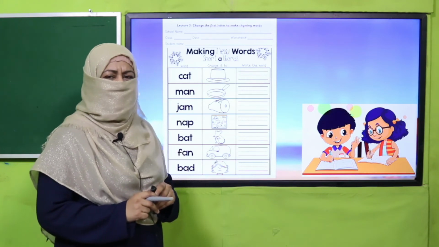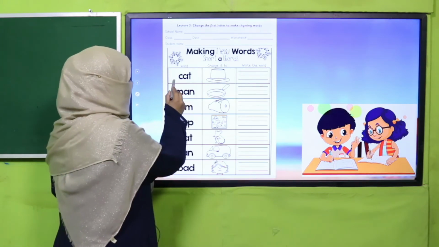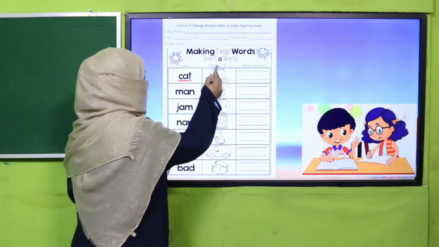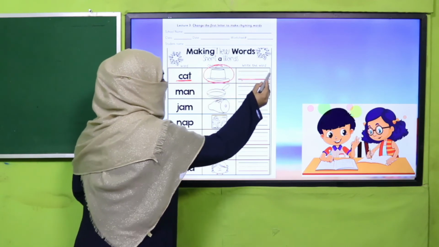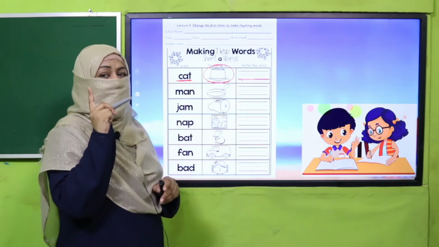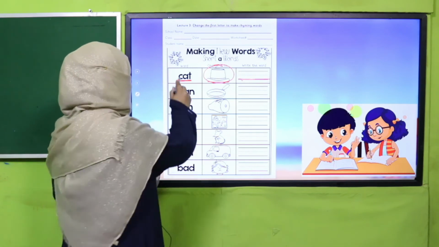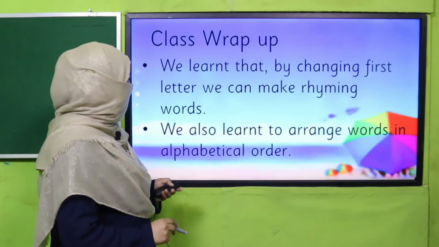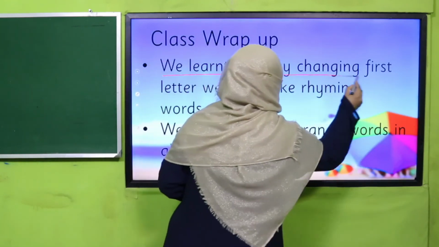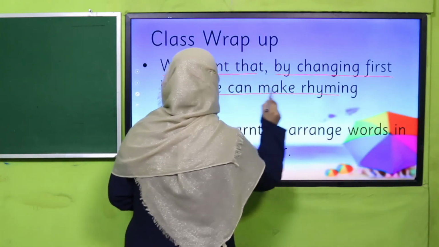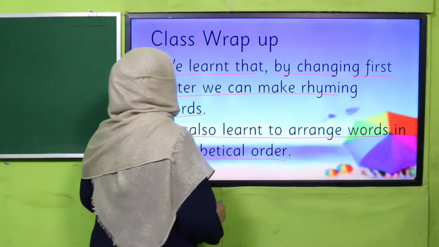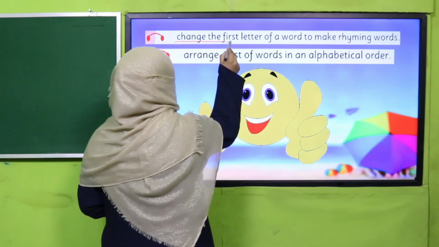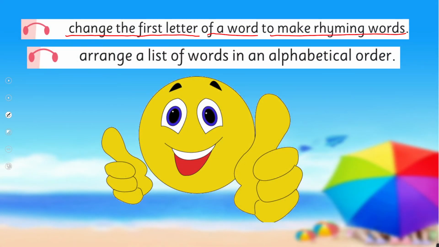And my dear students, what you are supposed to do, once again, a word is given, you have to look at the picture and make a rhyming word. It's cat, so as hat, you will write that rhyming word over here by changing the first letter. Okay, so this is how you will complete this worksheet. And what we have learned today: we learned that by changing the first letter we can make rhyming words, and we also learned to arrange words in alphabetical order. So we achieved our SLOs to change the first letter of a word to make rhyming words and arrange a list of words in alphabetical order.